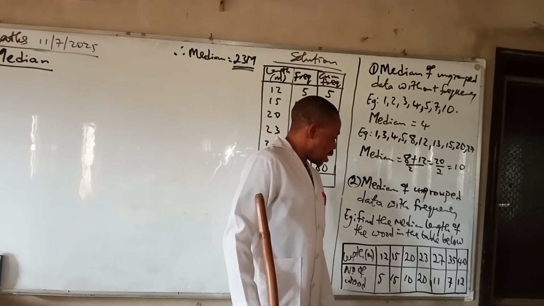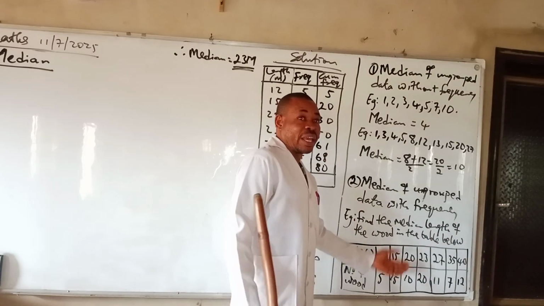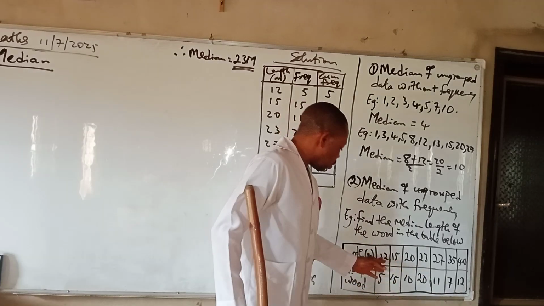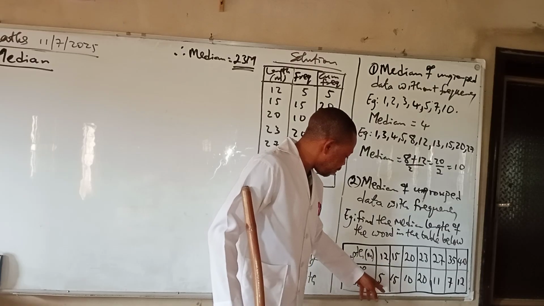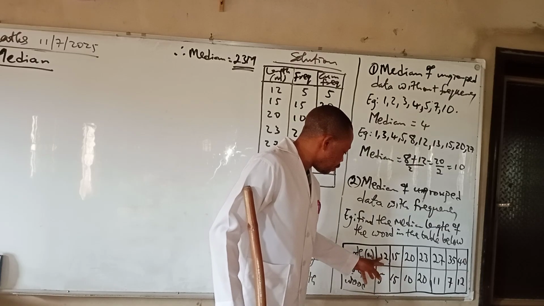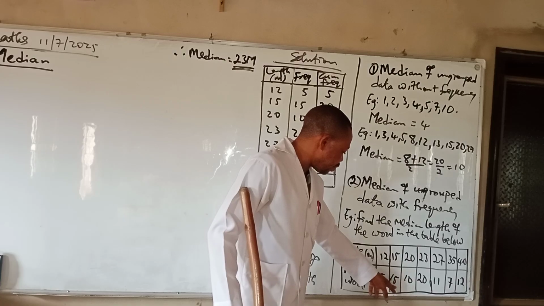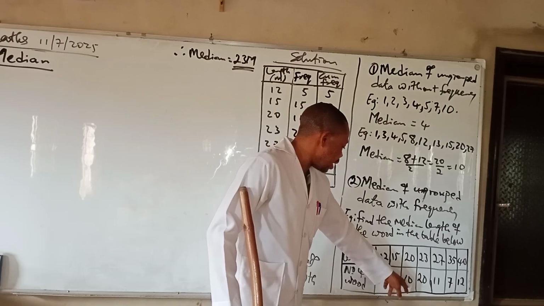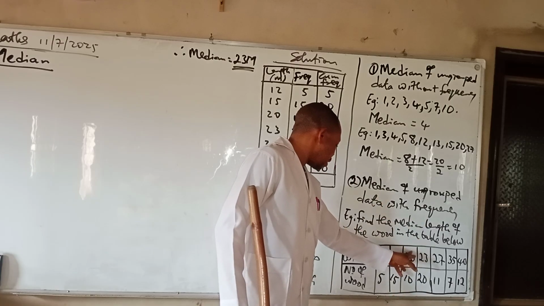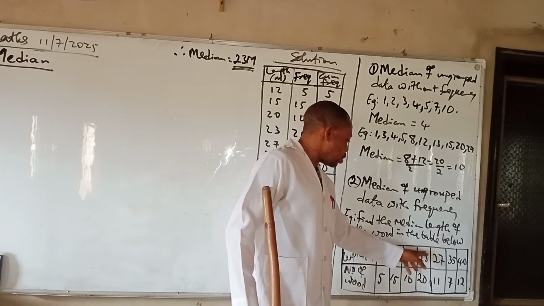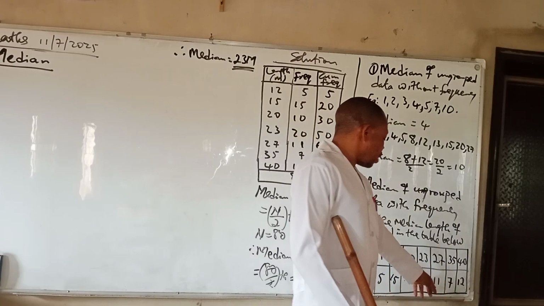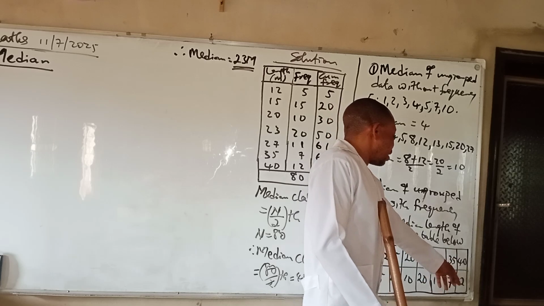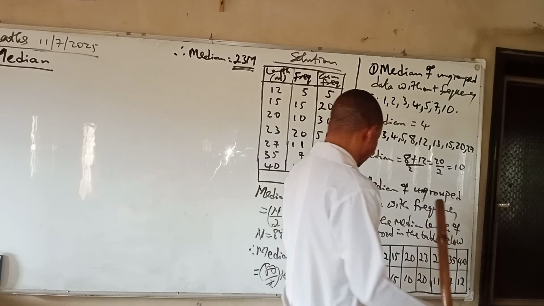Based on the analysis obtained from that wood experiment, we see that 5 wood have 12 meters, 15 have 15 meters, then 10 of the wood have 20 meters, 20 of the wood have 23 meters, 11 of the wood have 27 meters, 7 of the wood have 35 meters, then 12 of the wood have 40 meters.